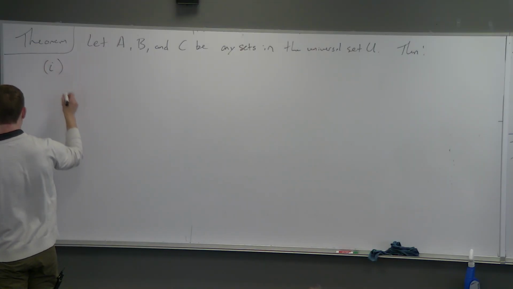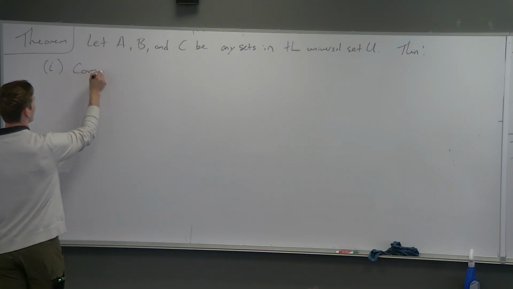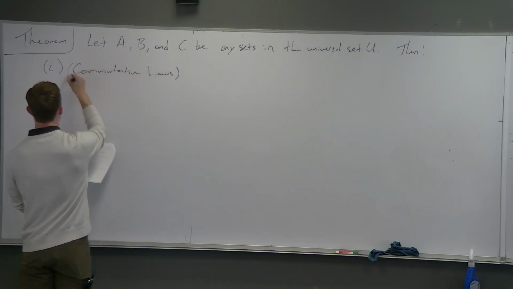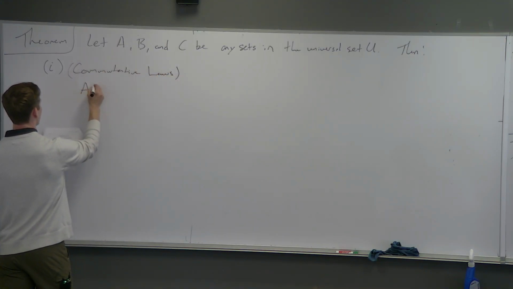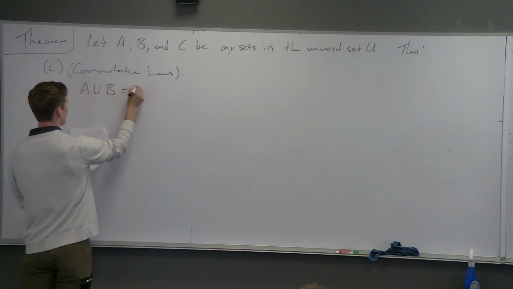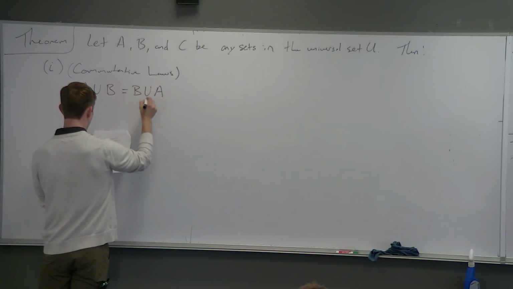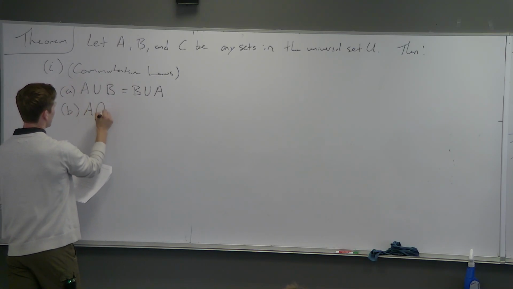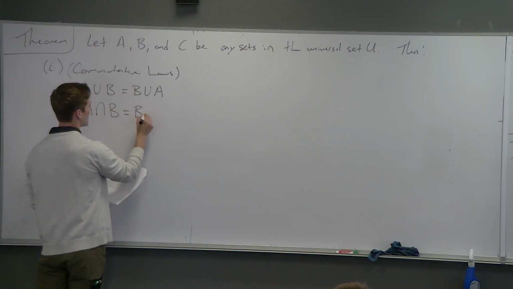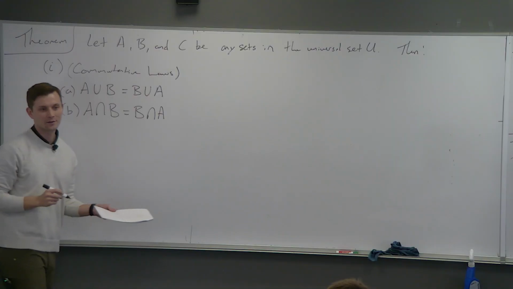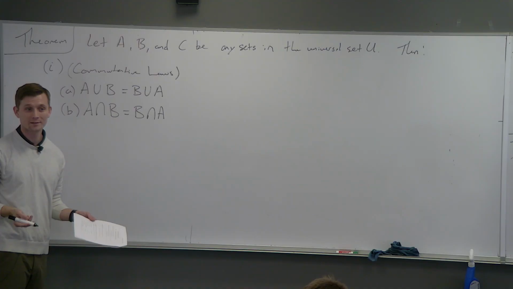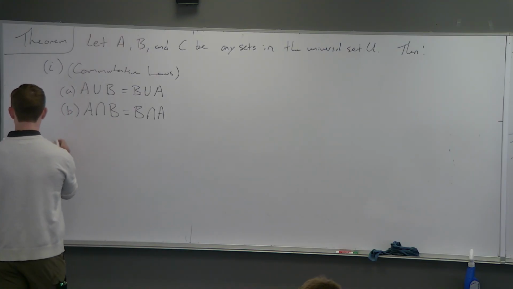1, these are the commutative laws. You get that A union B is equal to B union A, and B, A intersect B is equal to B intersect A. Okay, you do it in whatever order you want. That's kind of nice.